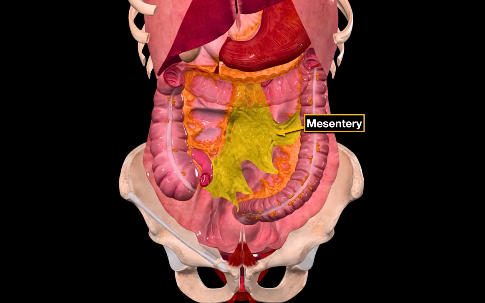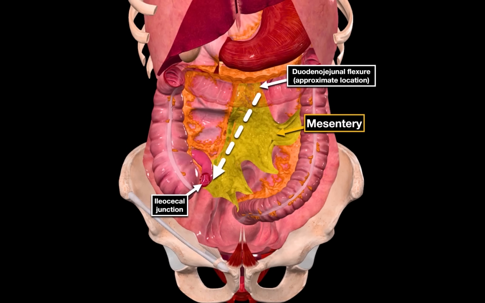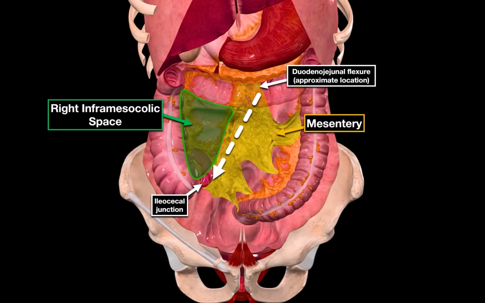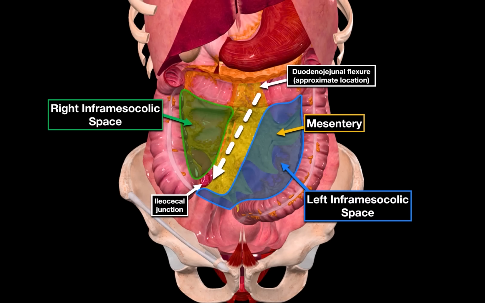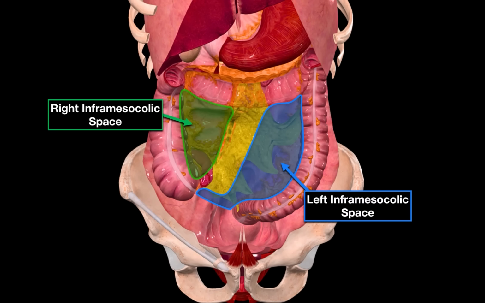Imagine for a second now, we are looking at the anterior abdominal wall. We've removed the small intestine and exposed the mesentery. The root of the mesentery attaches diagonally from the duodenojejunal flexure on the upper left down to the ileocecal junction on the lower right. This diagonal attachment divides the inframesocolic compartment into two spaces, a right inframesocolic space and a left inframesocolic space. Now, the thing is, the right inframesocolic space is smaller.